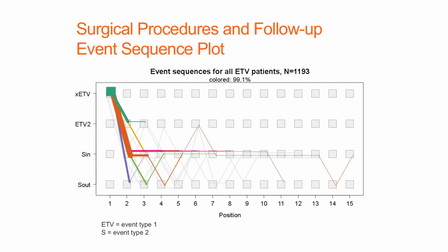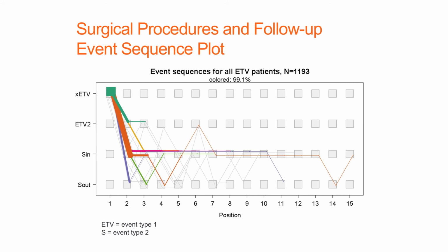So at time 2, some of the sample had another ETV. More of the sample had this S in event, and a few people had this S out event. At time 3, some of those who had a second ETV went on to have a third one. Some of those who had S in went on to have another of those, and a few of those people went on to have an S out, I think. At time 4, some of the people who had an S in had an S out. And a few of those went on to have 15 surgeries after the index.